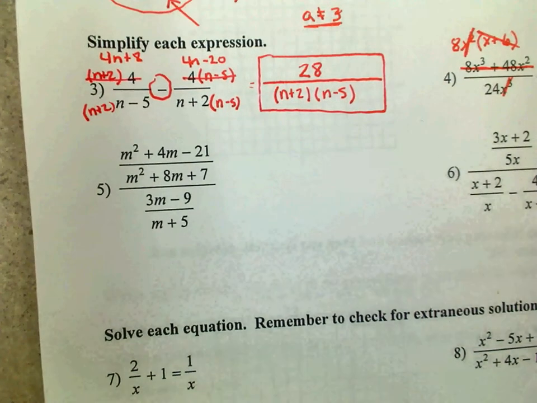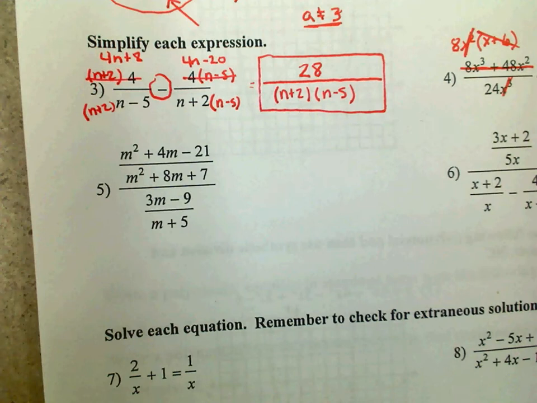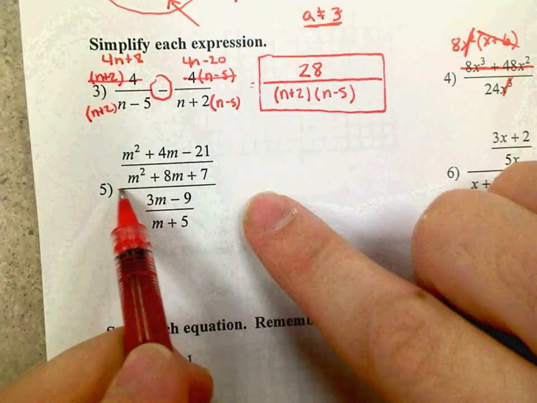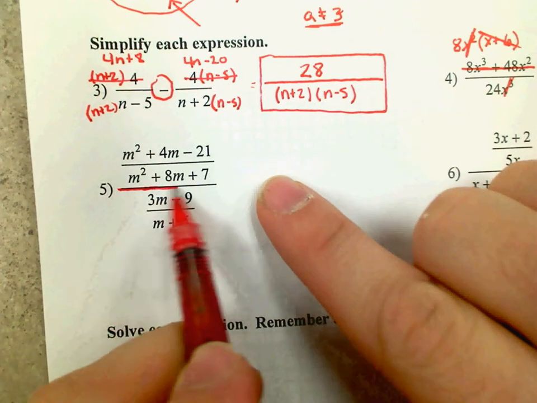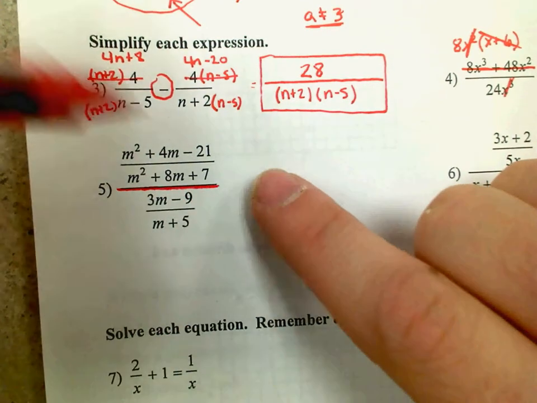Okay, so moving on to number 5. Number 5 is actually the same question as 4. It's just written in a very different looking way. Remember, you're looking at two fractions, and this line here is a divide line, so we're actually taking a fraction and dividing by another fraction.